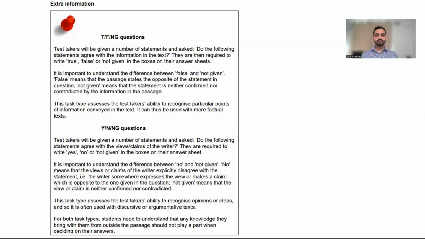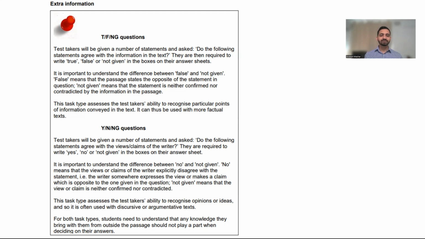Not given means, on the other hand, that the statement is neither confirmed nor contradicted by the information in the passage. You cannot find that information in the passage. That's very, very important to know. This distinction is very important to know. Even if the sentence is universally true, if it's not in your passage, do not select it. It's not false. It's just not given.